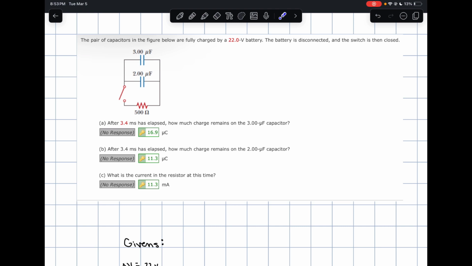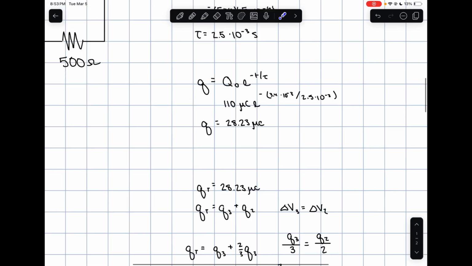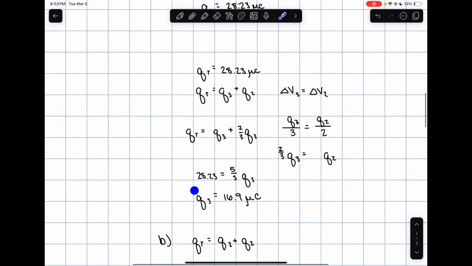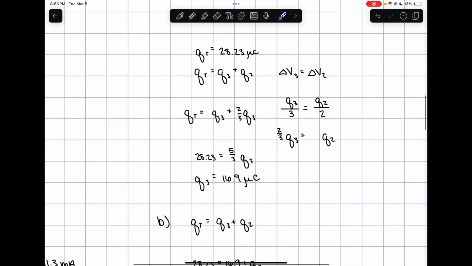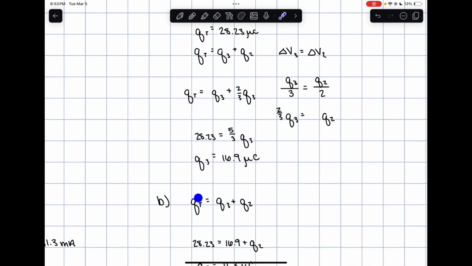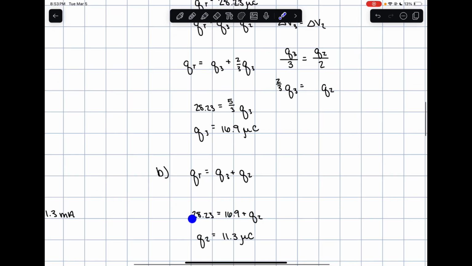Now let's take a look at part B. After 3.4 milliseconds has elapsed, how much charge remains on the 2 microfarad capacitor? Well, we just solved for Q3 and the total charge earlier. So if we use the same equation of Qt equals the charge on the 3 microfarad capacitor plus the charge on the 2 microfarad capacitor, we can plug in the two values we solved for, do the algebra, and get that the charge on the 2 microfarad capacitor is equal to 11.3 microcoulombs.